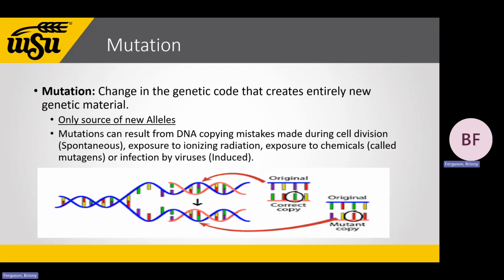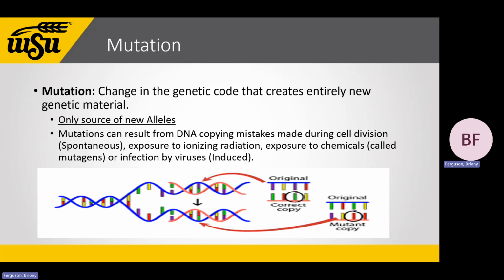Now, we've talked about natural selection as a mechanism or force of evolution, and we've talked a little bit about mutations. We're going to go into more detail on them today. A mutation is a change in the genetic code that creates entirely new genetic material. This is really important because it is the only mechanism of evolution that actually creates a new source of alleles. So it is the only thing creating new variation.